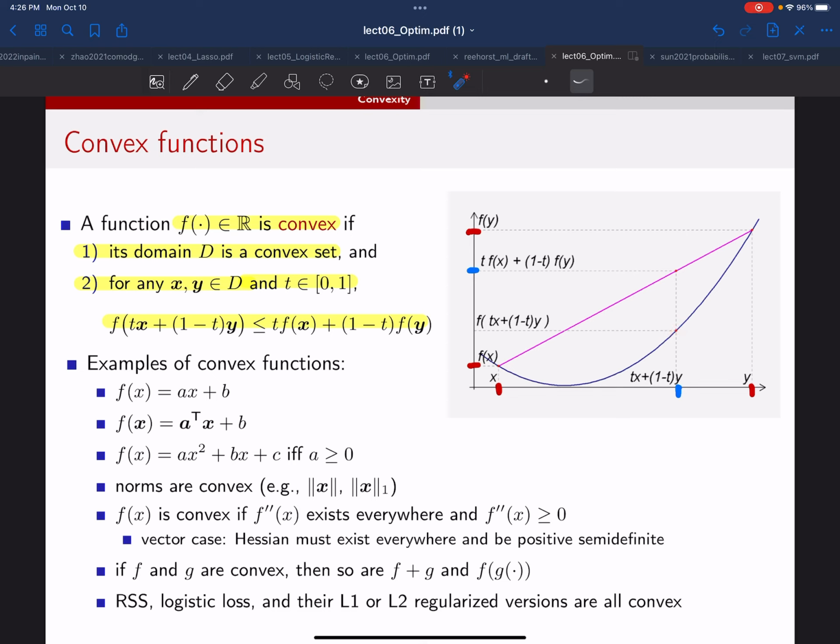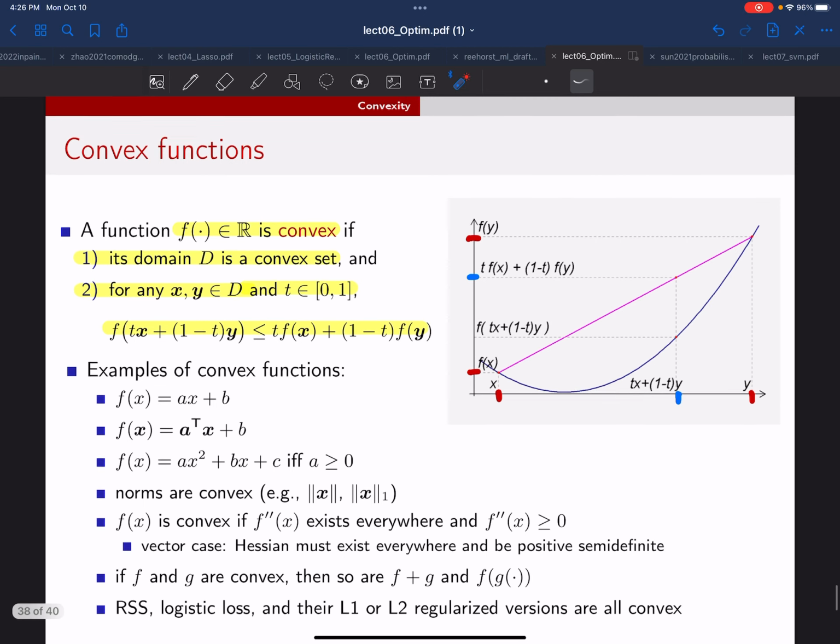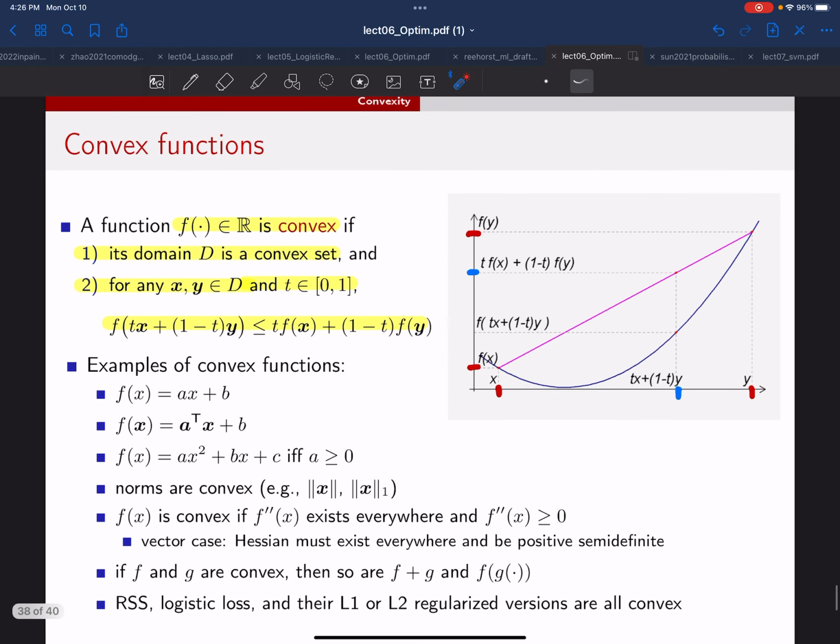So essentially what we need is that for any x and y in the domain, if you look at this convex combination between x and y, the function there is less than or equal to the average of the function at x and the function at y. So it's basically like you can have this chord above the function, and there needs to be a positive gap there. So that's what it means for the function to be convex. Any questions on this definition?